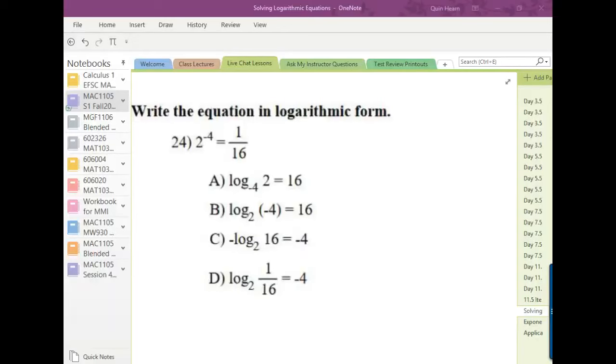But for right now, we're going to start by looking at a few basic questions about logarithmic functions.